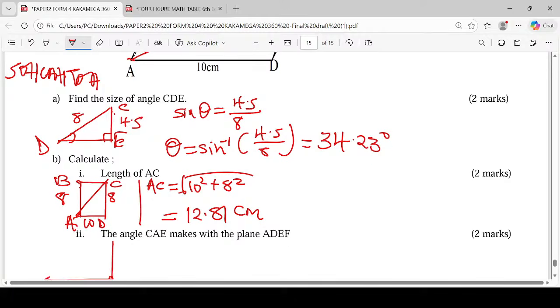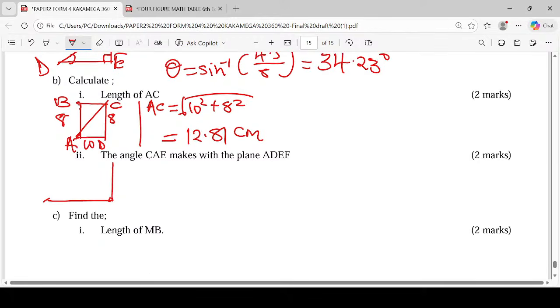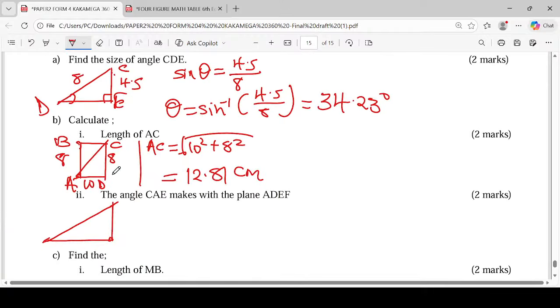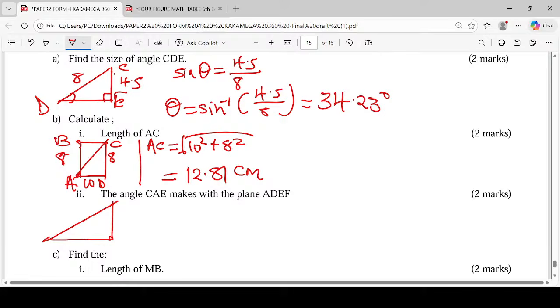So let's plot this. Let me see how I'm interpreting. I'm having A, E, C. So this AC is root 164. How did I get to 164? 10 squared plus 8 squared, that's 100 plus 64, which is 164. So root 164, and this is 4.5.